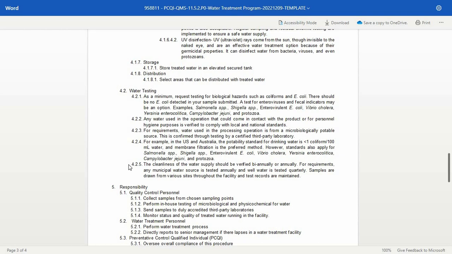The cleanliness of the water supply should be verified biannually or annually. For requirements, any municipal water source is tested annually, and well water is tested quarterly. Samples are drawn from various sites throughout the facility and test records are maintained.